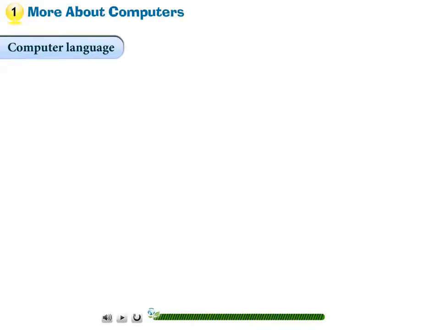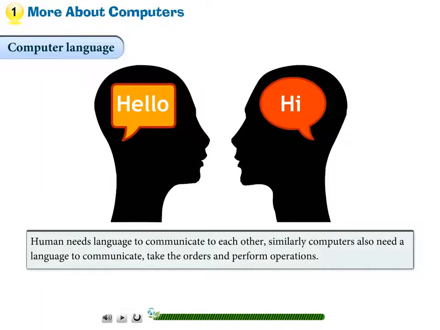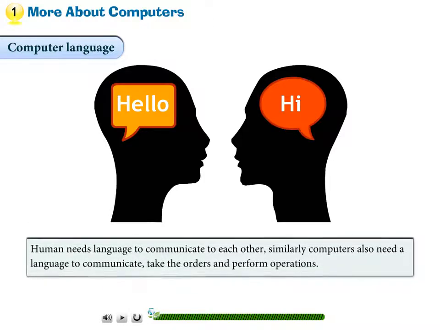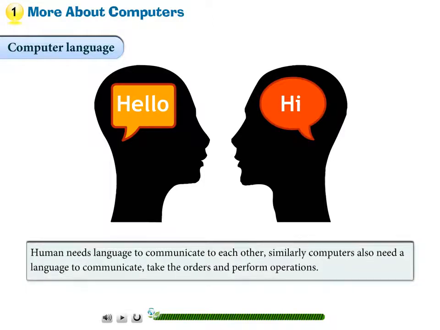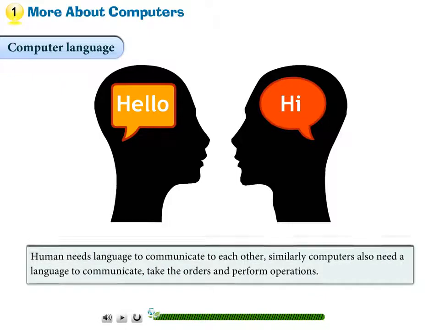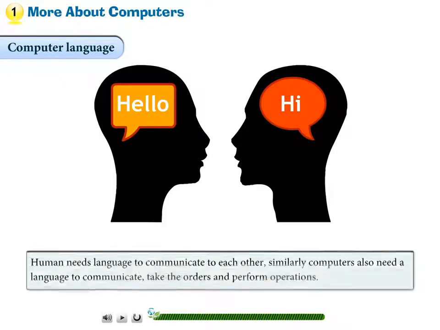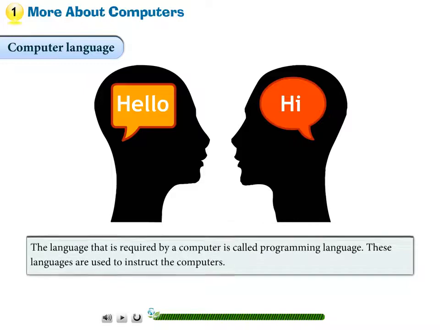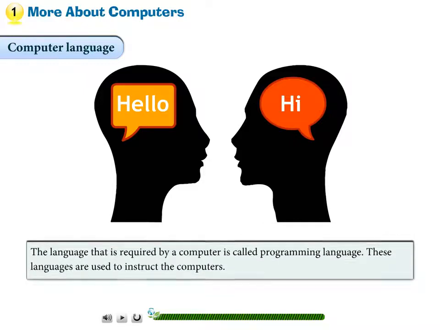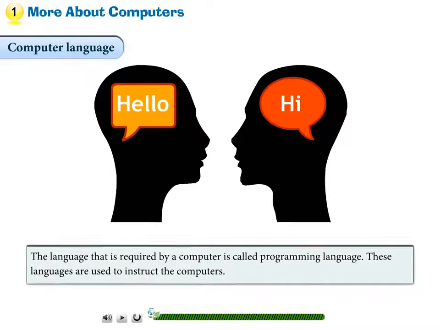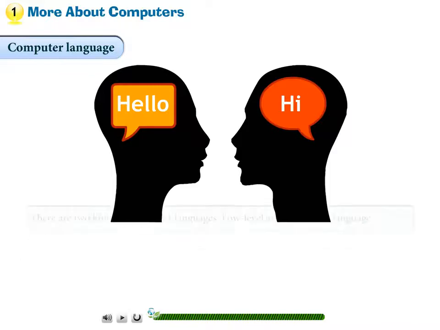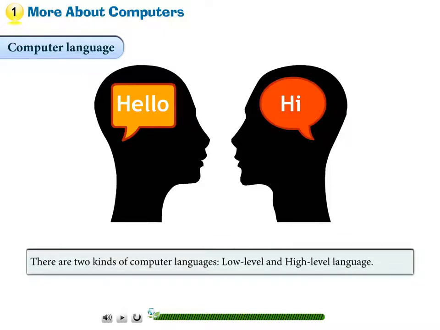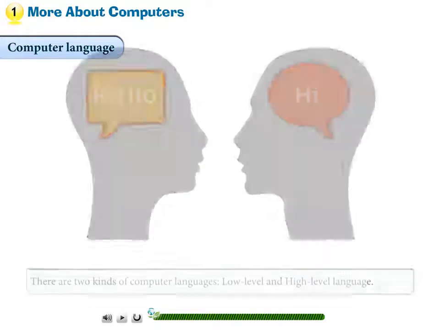Computer language. Humans need language to communicate with each other. Similarly, computers also need a language to communicate, take orders, and perform operations. The language that is required by a computer is called a programming language. These languages are used to instruct the computers. There are 2 kinds of computer languages: low-level and high-level language.